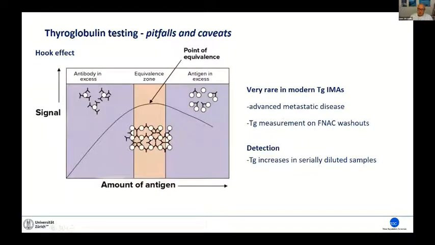Today, modern immunometric assays are well protected against hook effect, but we can consider such possibility in patients with advanced metastatic disease and low thyroglobulin concentration, or even in patients with measurement of thyroglobulin on fine needle aspiration cytology washouts. In such cases, when hook effect is suspected, it is very simple to detect the phenomenon by measuring thyroglobulin in serially diluted samples. In these cases, paradoxically, the thyroglobulin increases in diluted samples.